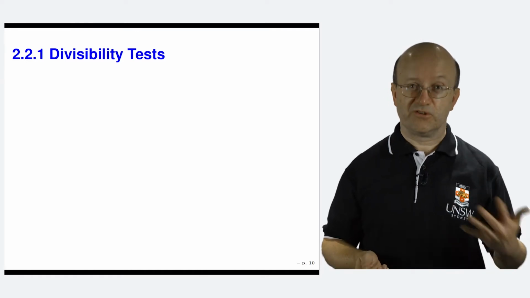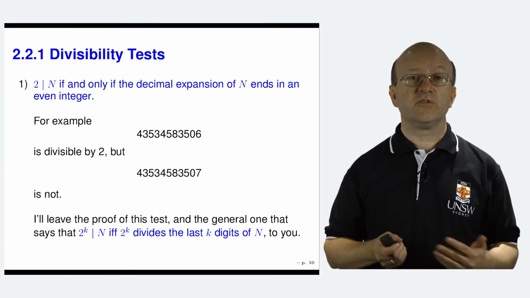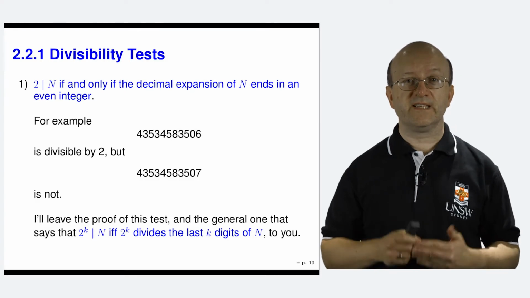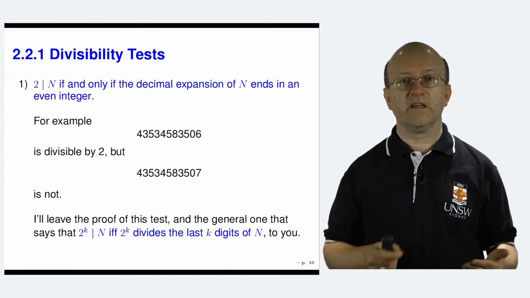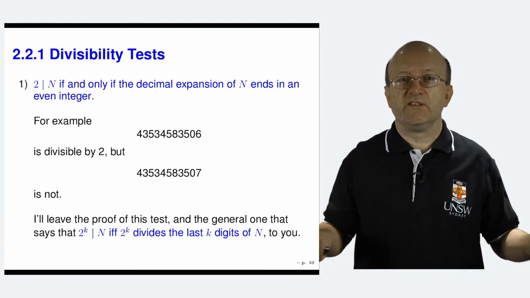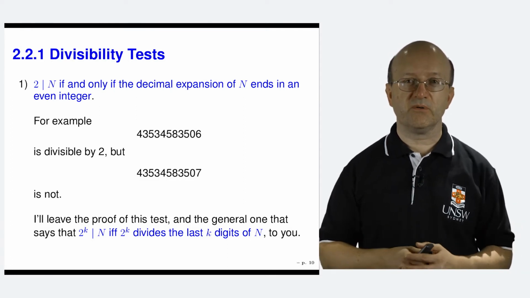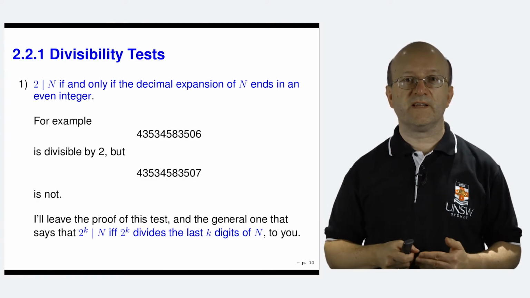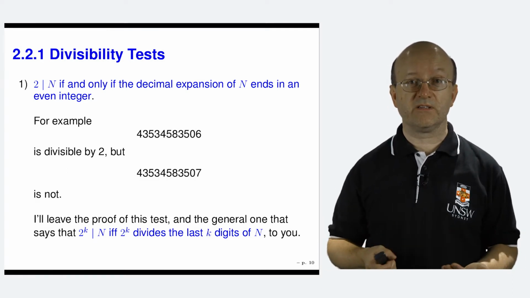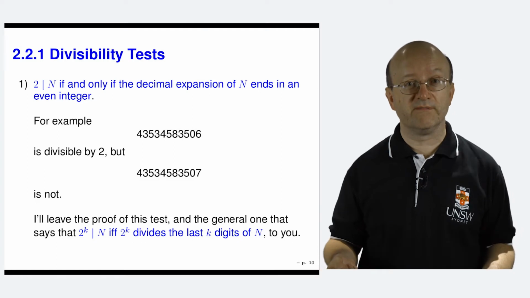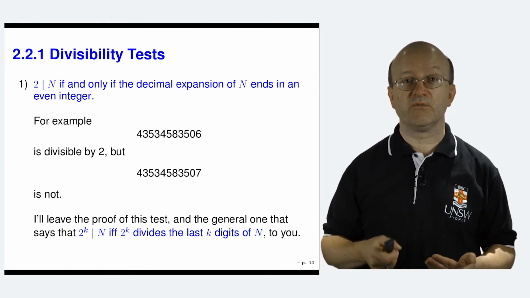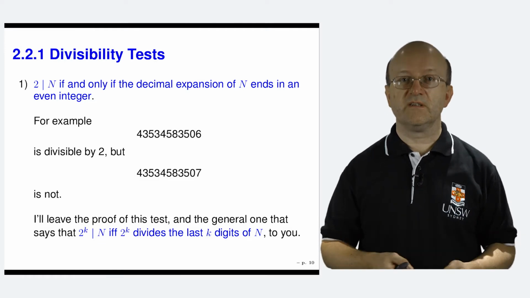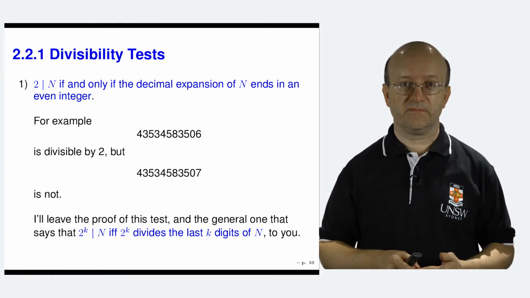Our first one, you certainly ought to know, is that 2 divides n if and only if the decimal expansion of n ends in an even integer. And here's an example. I've just written this number down at random by typing on my keyboard. 435345835506 is divisible by 2 because it ends in 6, which is an even integer. But the next integer along, 43534583507, ends in an odd integer, so it's not divisible by 2.